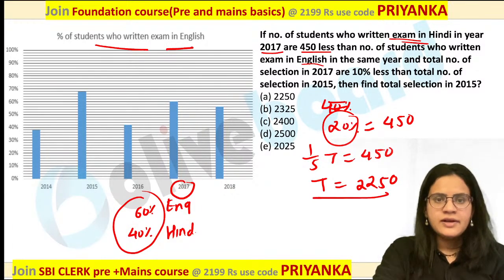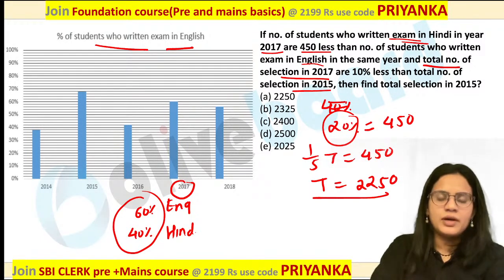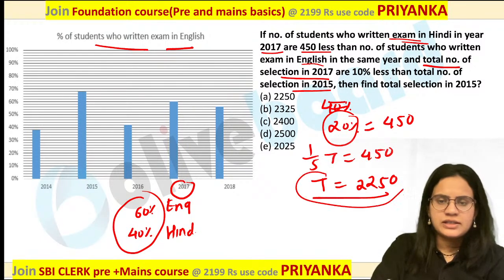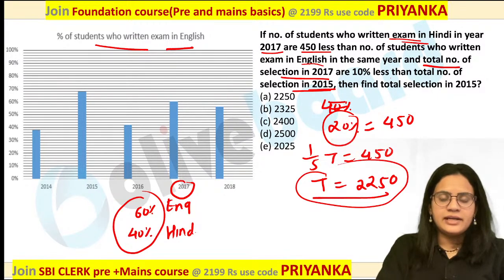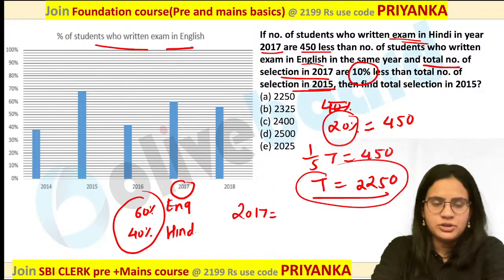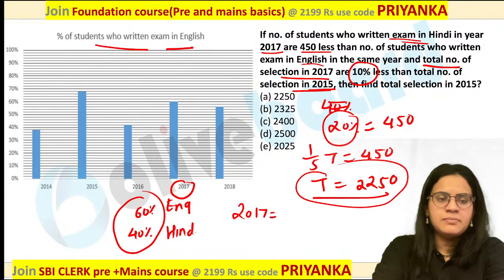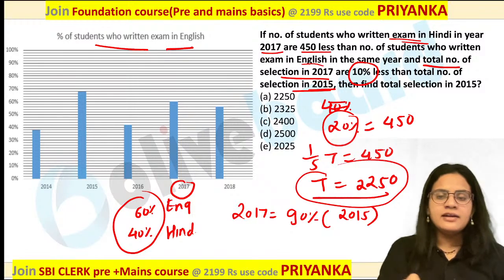Now let us read the next part provided over here. This part is important, guys. They are saying the total number of selections in 2017 is 10% less than the total number of selections in 2015. Once you know the total selection, the 2017 value is 10% less than 2015. So how will you calculate it? The original value is 100%, 100 minus 10, so the multiplication factor would be 90% of 2015. This would be the equation.